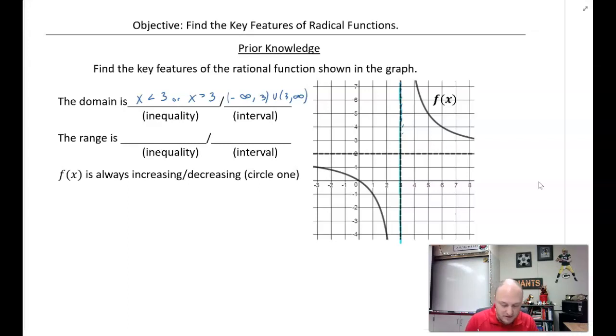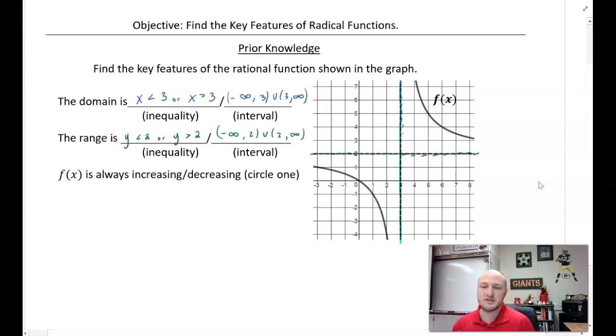Now range has the same idea. Again, remember range, we have all real values except for this discontinuity for the y values, which is the horizontal asymptote, and that's occurring at y equals 2. So the range would be the y values less than 2 or the y values greater than 2. And again, as an interval, negative infinity to 2, union 2 to infinity.